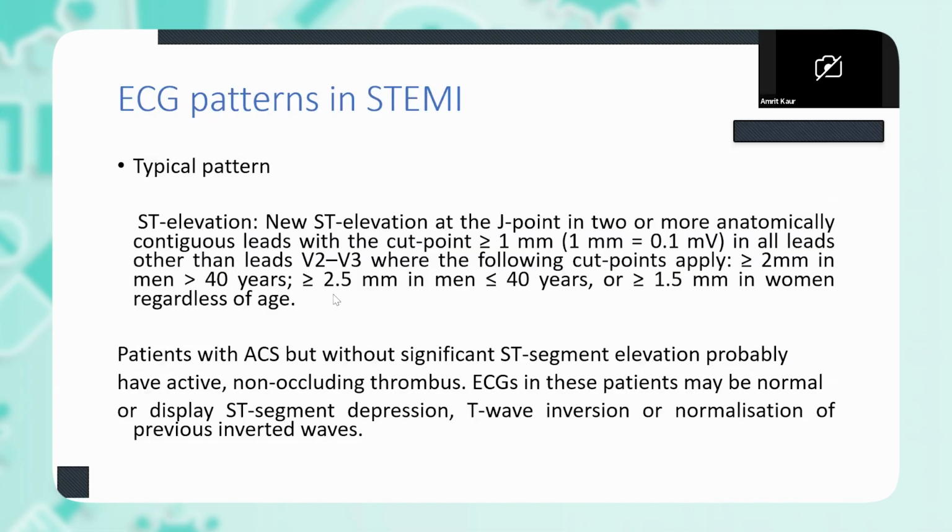This is the slide which tells about a lot of numbers. I don't think they ask about these numbers, but just to go through it, the ST elevation will be when your two contiguous leads have more than 1 millimeter elevation in all leads, except V2, V3, where the elevation is higher, 2 millimeter. And then the NSTEMI would have ST segment depression, T wave inversion, or if you see a T wave which looks normal now, but on the previous ECGs was inverted, that is also considered abnormal.